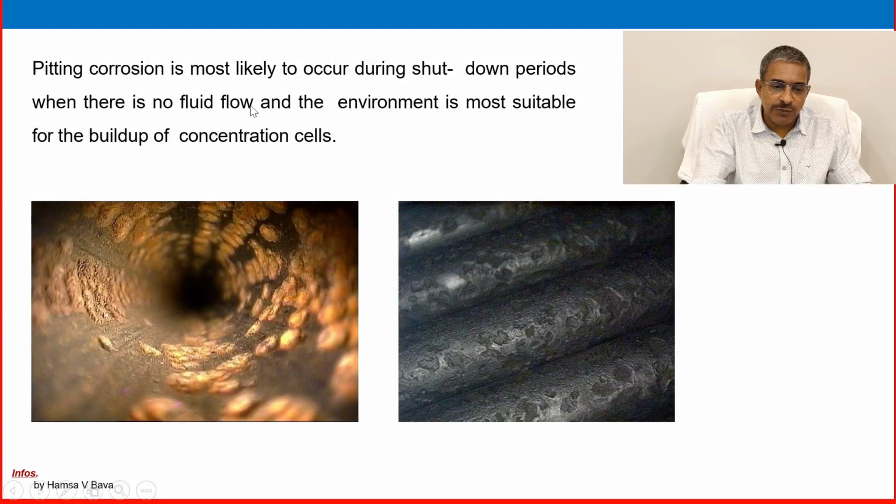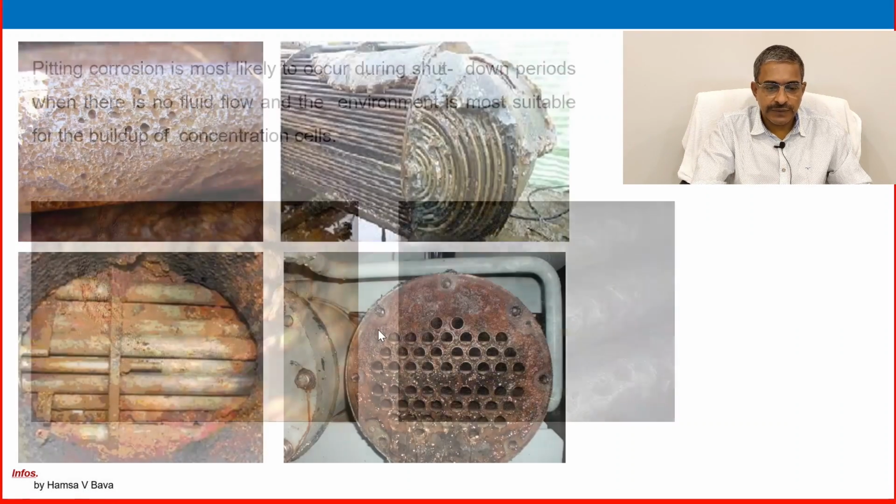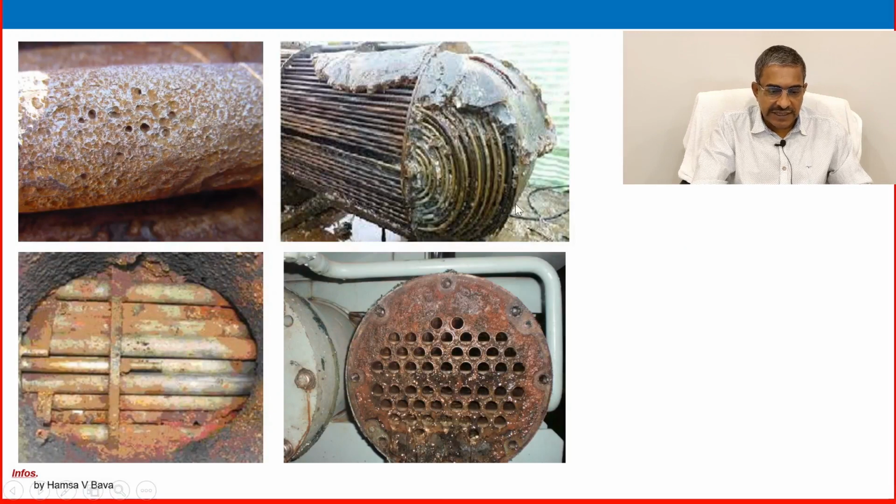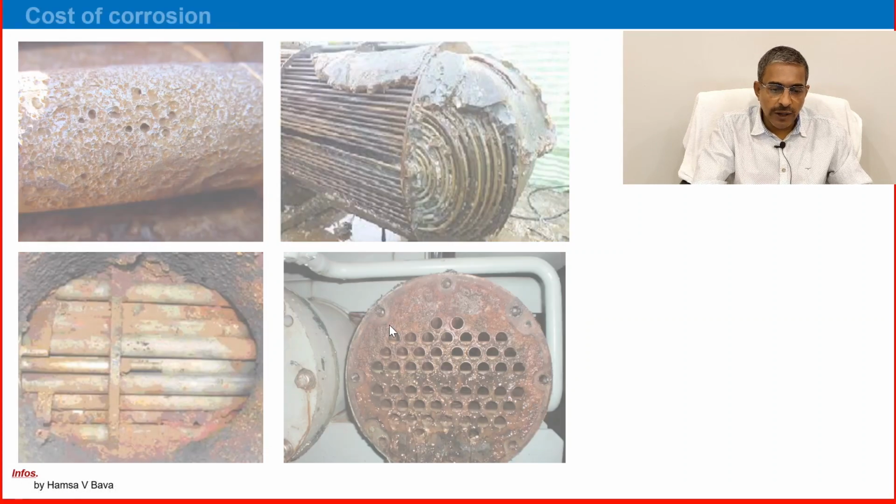Pitting corrosion is most likely to occur during shutdown periods when there is no fluid flow and the environment is most suitable to build up a concentration cell. These are some pictures available for pitting corrosion. These are the general pictorial representations of corrosion examples on heat exchangers, various heat exchangers available in Google.